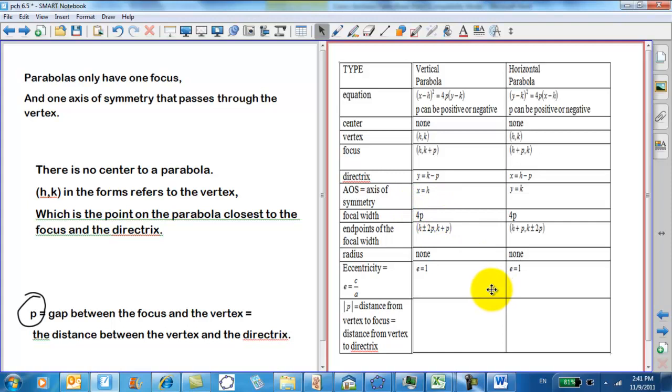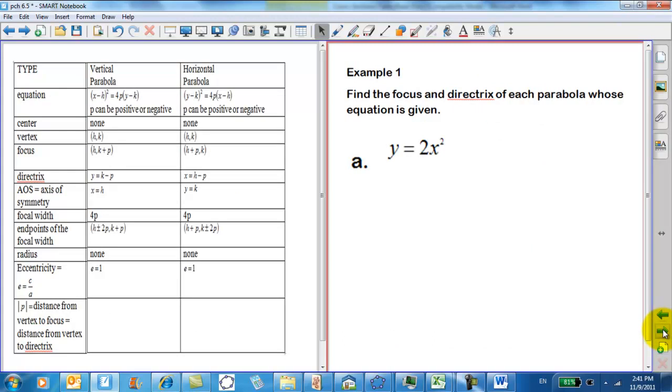And later on I'll tell you why the eccentricity of the parabola is exactly 1. Whereas for hyperbolas it was greater than 1, for ellipses it was between 0 and 1, and for a circle the eccentricity is 0, because it's one of these special borderline conic sections. So let's try our first problem using these formulas. y equals 2x squared. Find the focus and the directrix of each parabola with its equation given.